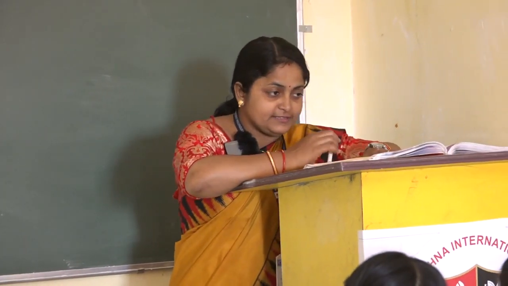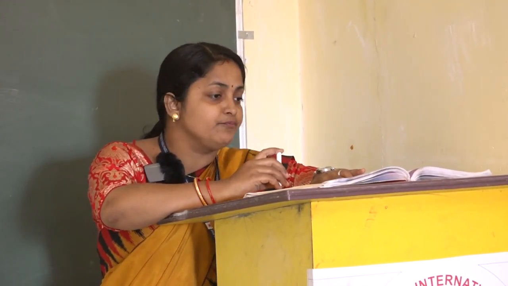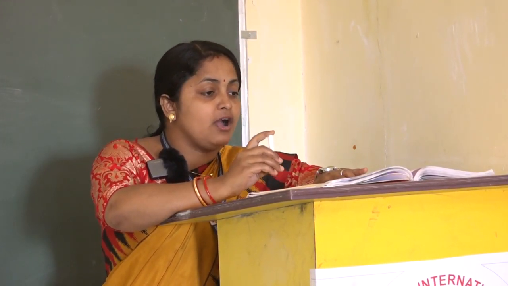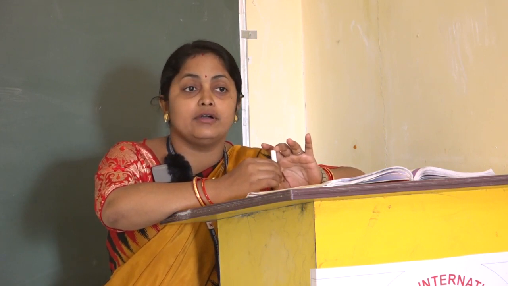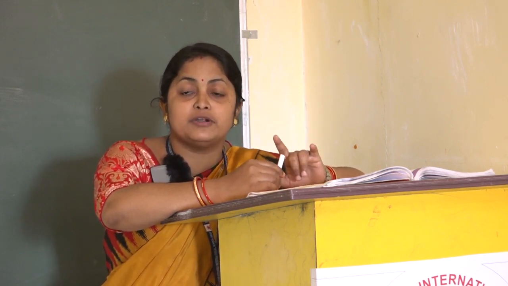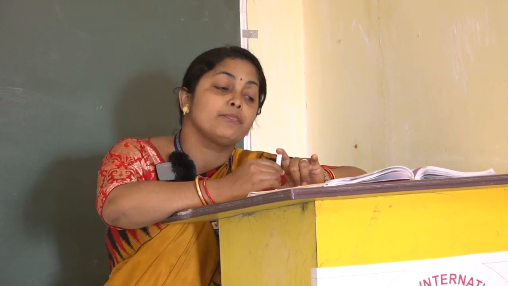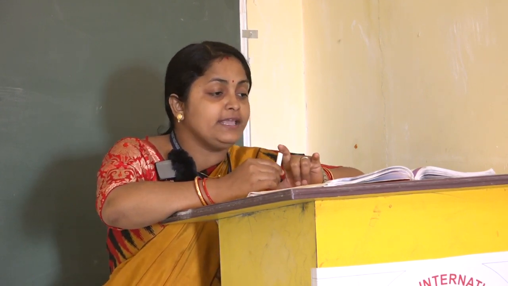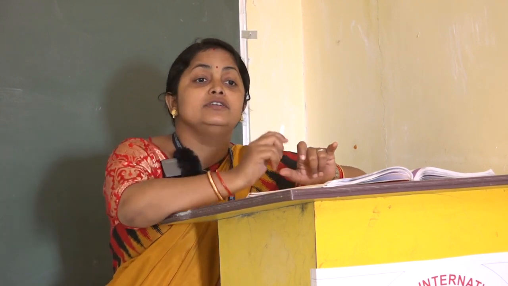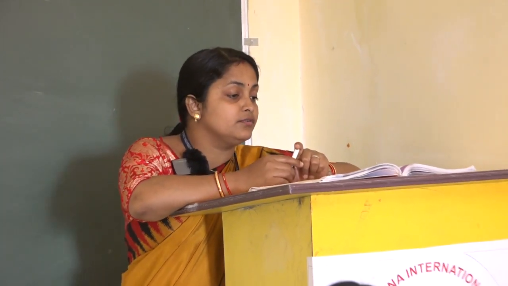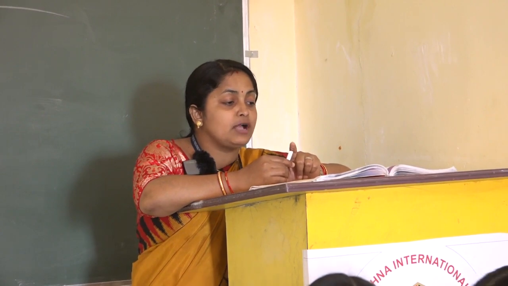So India is the 7th largest country in the world and the 2nd most populous country next to China. It accounts for 2.4% of the total surface of the earth. And the total area of our country is 3.28 million square kilometers.